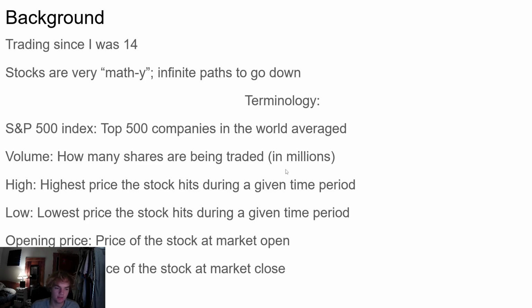Opening and closing price are also pretty self-explanatory. It's just the price of the stock when the market opens and when the market closes. If you didn't know, the market opens and closes. It opens at 8:30 in the morning in our time zone, and it closes at 3. So yeah, and like I said, it's all in days. So all this is measured day by day.